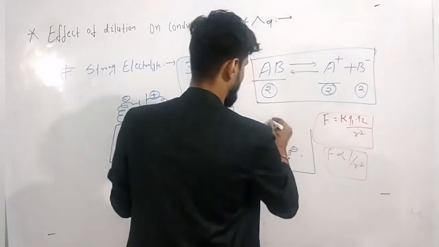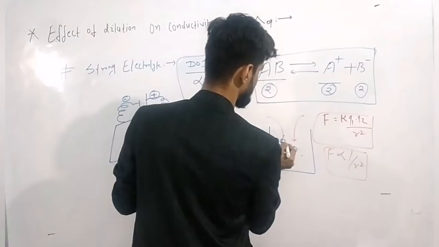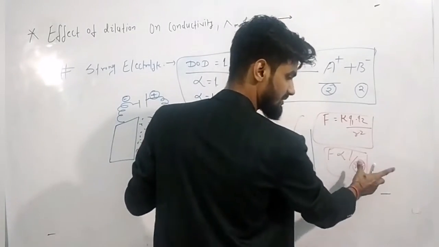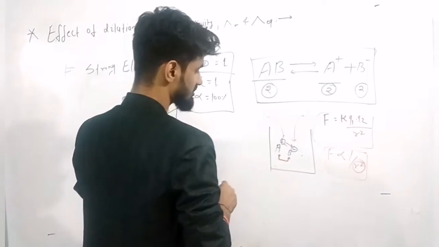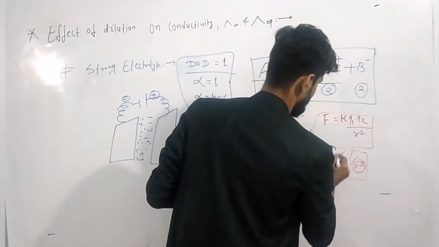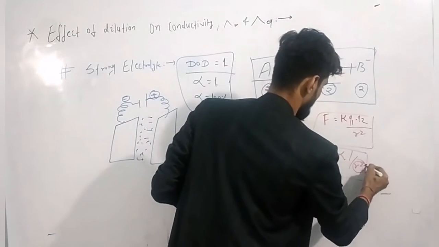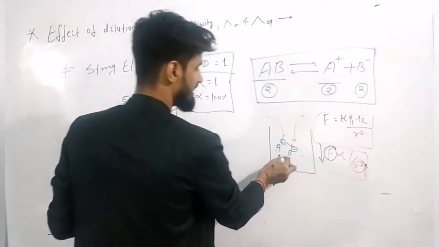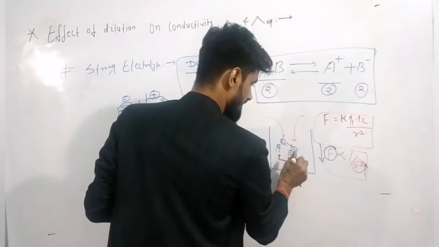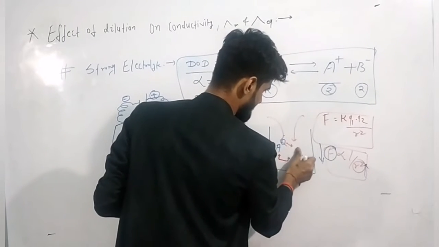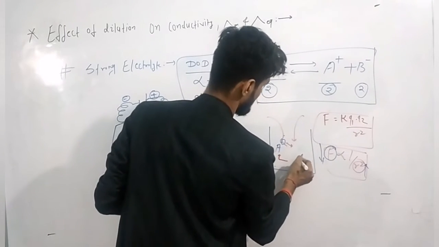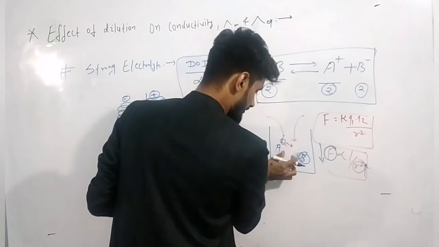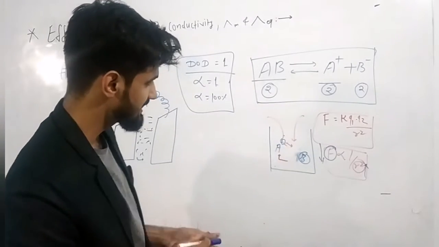If you dilute the solution, then what will happen? The distance between the ions will increase. If the distance between the ions increases, then R square will increase. Then the force of attraction between the ions will decrease. If the force of attraction decreases, the distance between the ions will increase, and where the ion was initially, the ion will now be here. The magnitude of the force of attraction is going to decrease.